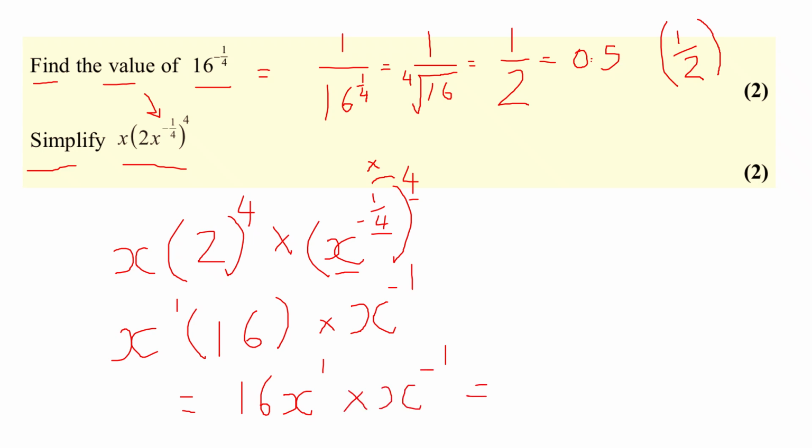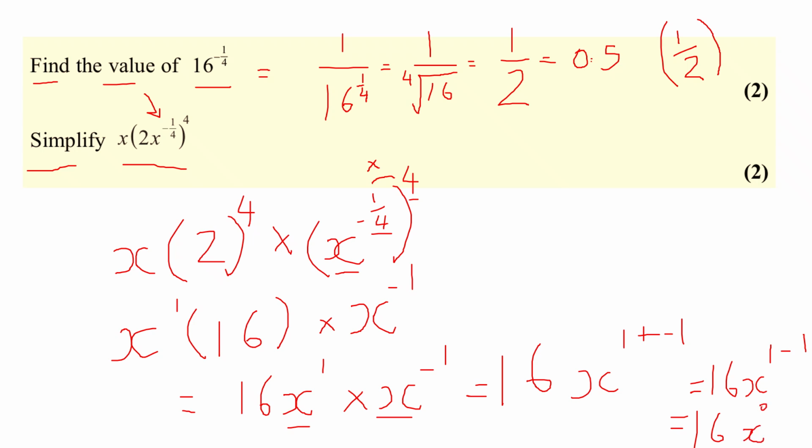Now here, x to the 1 times x to the minus 1, because obviously I'm multiplying with the same base, I add the powers, so it becomes 16x to the power of 1 plus minus 1, which is 16x to the power of 1 minus 1. Okay, which is 16x to the power of 0, which we know is just 16, because anything to the power of 0 is just 1. So we have 16 times 1, which is just 16. So that simplifies to the number 16.